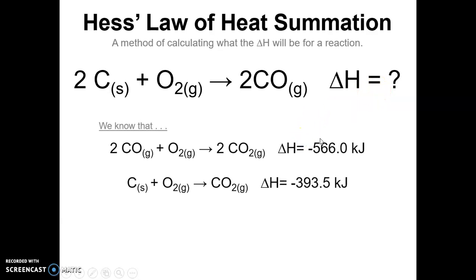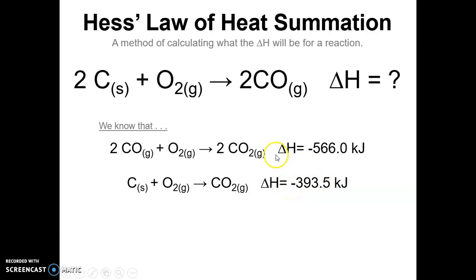So what you need to do in order to use Hess's law is you have to find some other reactions that are similar to the reaction in question that we do know the change in enthalpy for. So down here below, I've got carbon monoxide and oxygen makes carbon dioxide. Turns out that's an exothermic reaction with a change of negative 566 kilojoules for every mole. Then I have this other one where if you burn carbon and oxygen, just like up here, if you give it enough oxygen, it'll actually make carbon dioxide. And the change in enthalpy for that one is negative 393.5 kilojoules per mole.